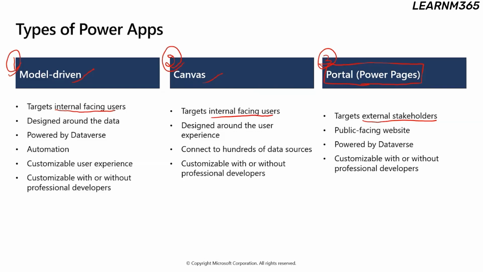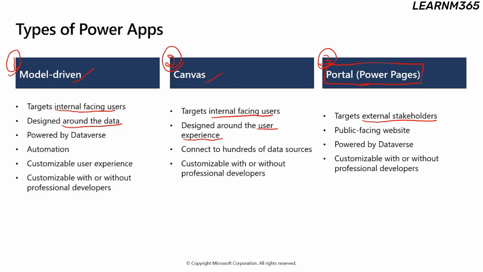If we talk about model-driven application, it is designed around data. The focus area is around data. However, Canvas application is more focused towards the user experience, how the user is experiencing the application, how beautifully and how easily he or she is able to work on the application. That is the way we design the Canvas application.